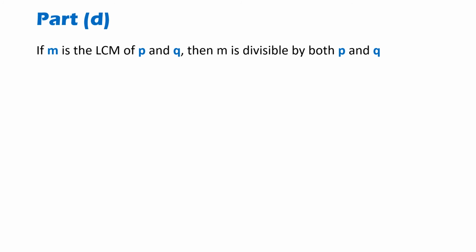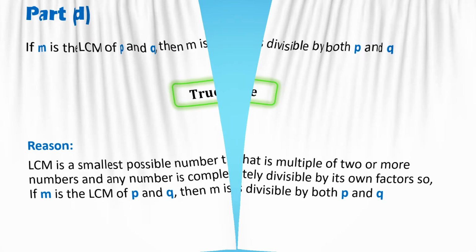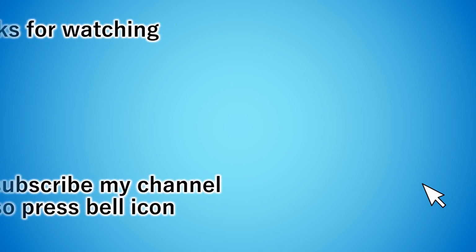Part D. If M is the LCM of P and Q, then M is divisible by both P and Q. LCM is the smallest possible number that is a multiple of 2 or more numbers, and any number is completely divisible by its own factors.